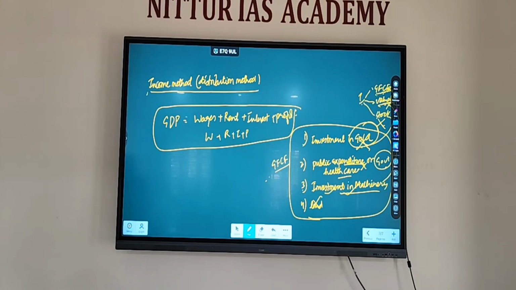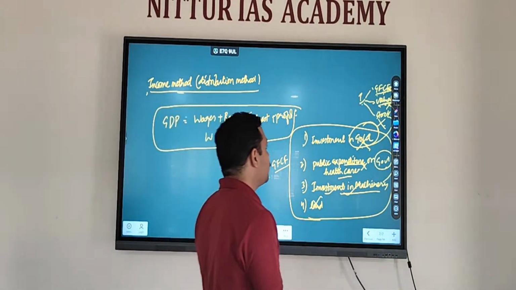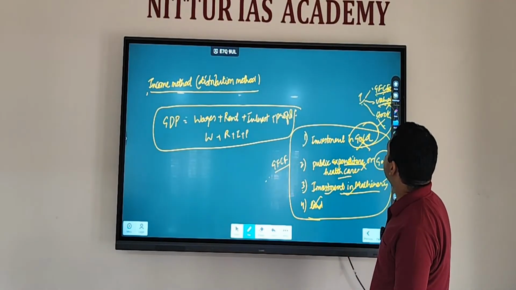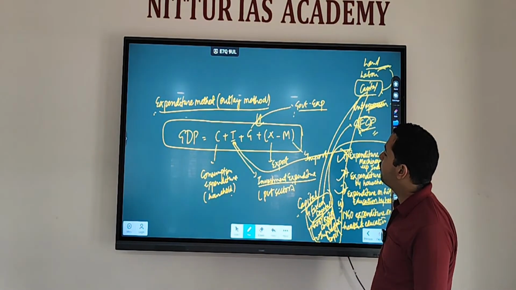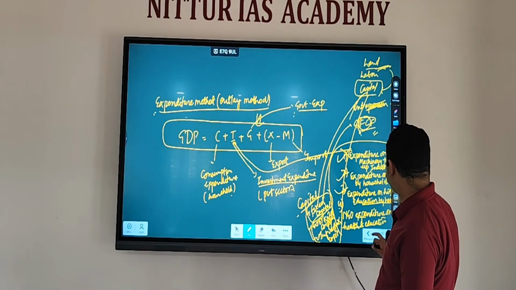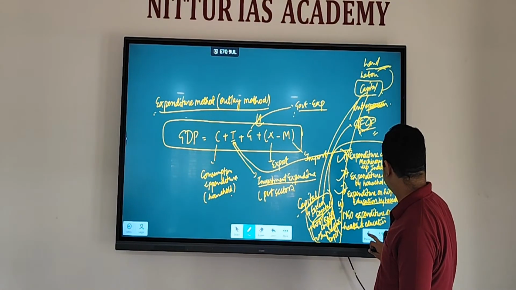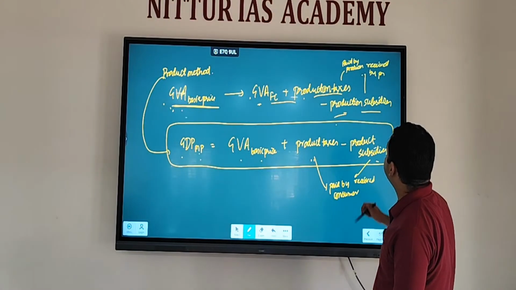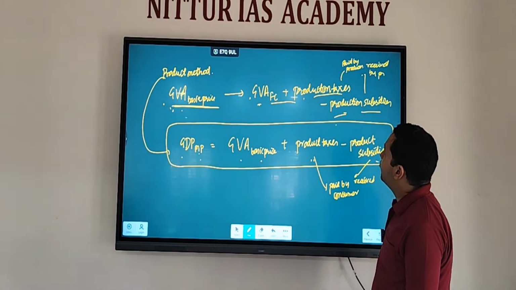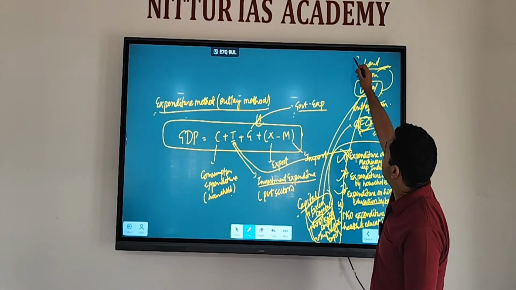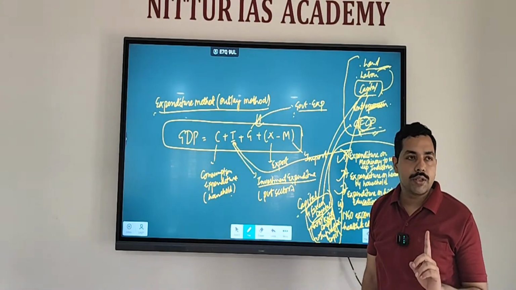So what is the income method measuring? The income method measures how, when we are producing something, certain incomes are being generated. We are counting that particular income. For example, we are producing cloth. For production of cloth, what is required? Land, labor, capital and entrepreneur are required.